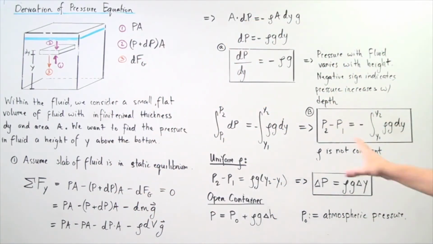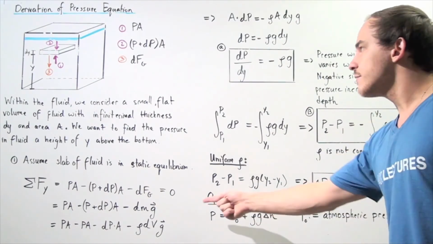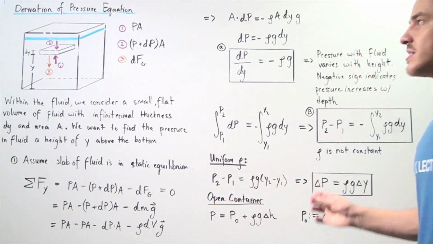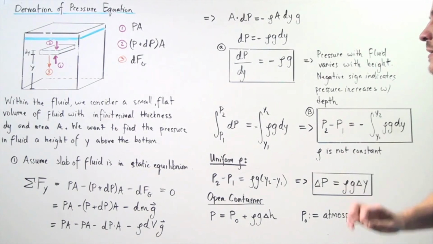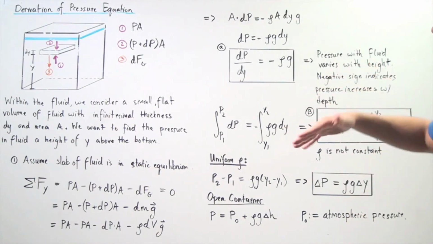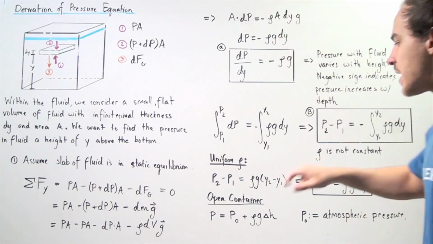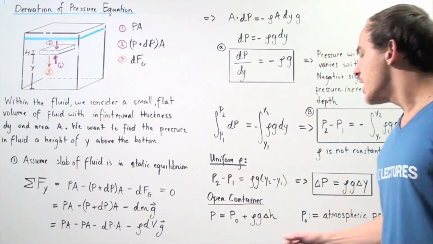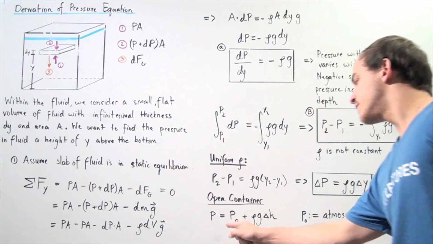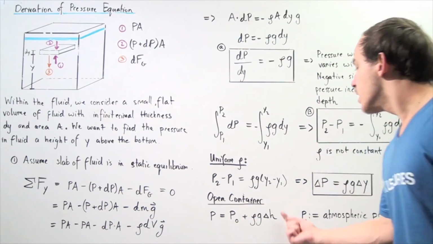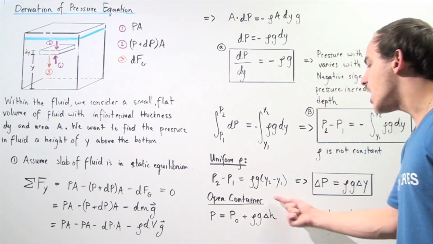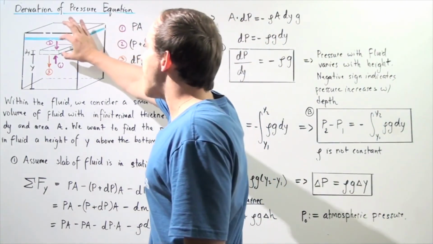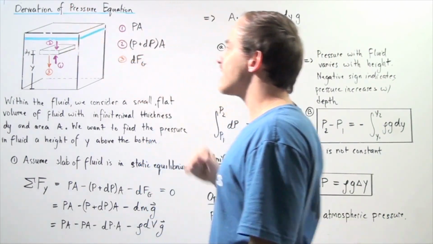So, from this equation, we can derive the following equation that gives us the pressure inside a fluid when the surface of the fluid is exposed to the atmosphere. So the pressure inside the fluid is equal to the pressure due to the atmosphere, P naught, plus the pressure that is a result of the volume found above the object inside the fluid.